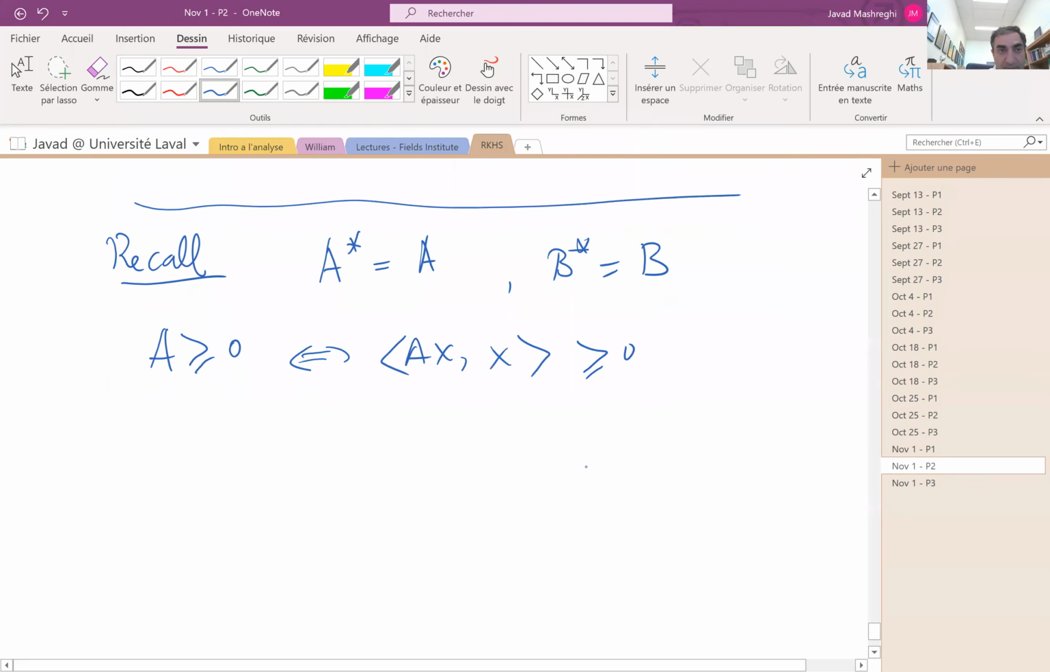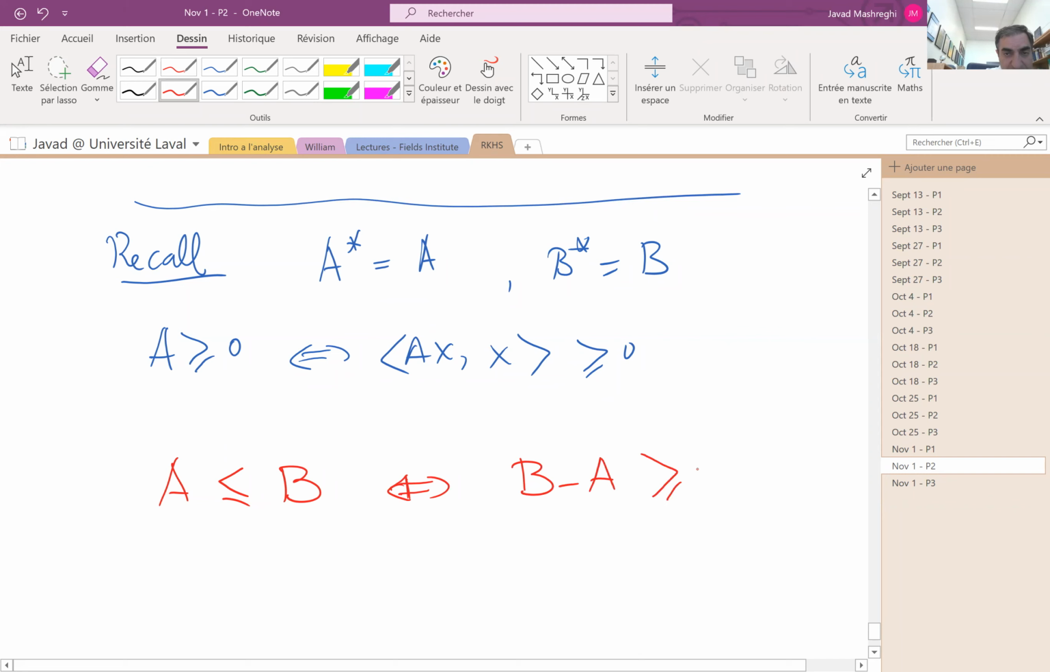And then the definition: A is less than or equal to B means that the matrix B minus A is positive. If B minus A is positive, we say that A is less than or equal to B, and it has all the properties of a partial ordering in the family of self-adjoint matrices. It means that it's transitive, A is less than or equal to A, and also you can multiply by a positive scalar. This is something that I will need here.